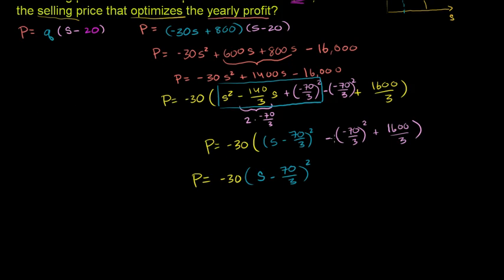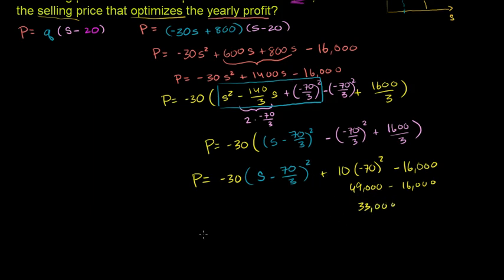So negative 30 times this: a negative times a negative is a positive, and 30 divided by 3 is 10. So it's going to be plus 10 times negative 70 squared, which we could evaluate. And then negative 30 times 1600 over 3 will be negative 10 times 1600, which is negative 16,000. We can simplify this. Negative 70 squared is positive 4,900, times 10 you get 49,000, minus 16,000, which is 33,000.